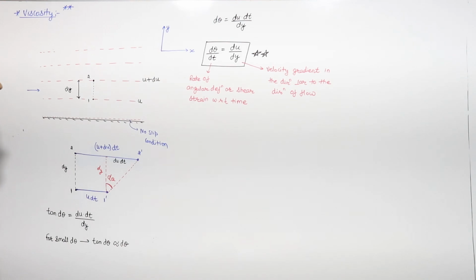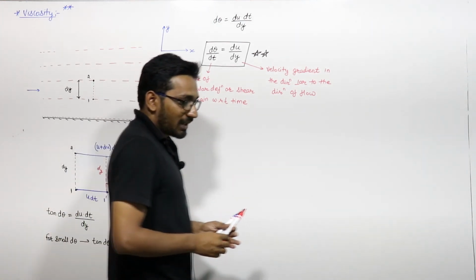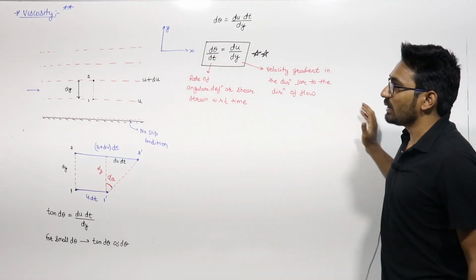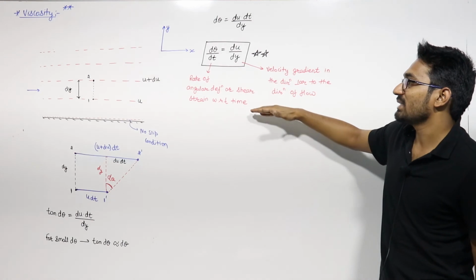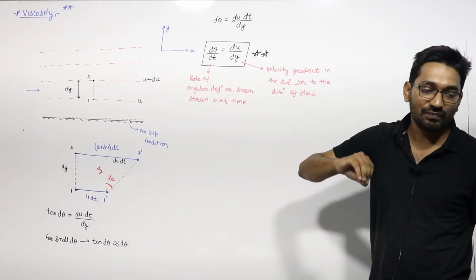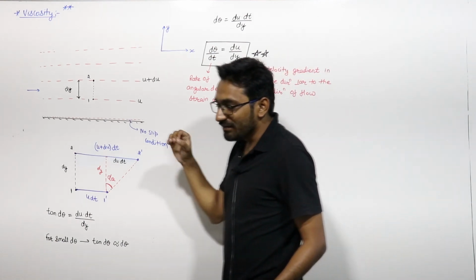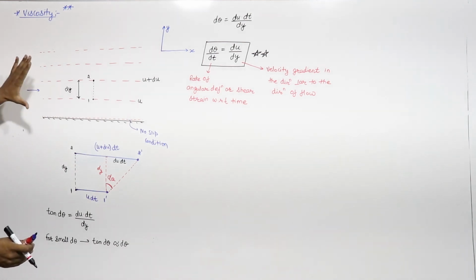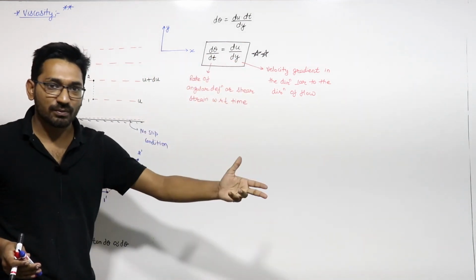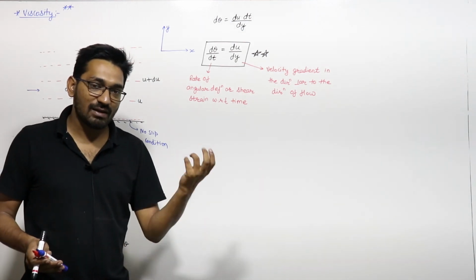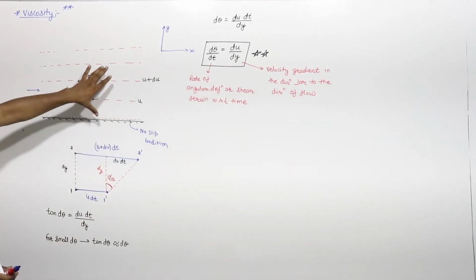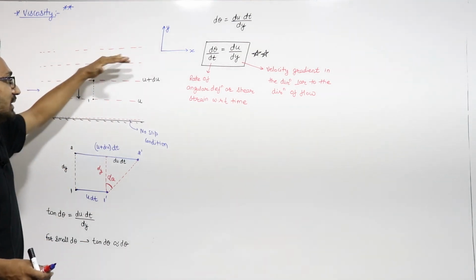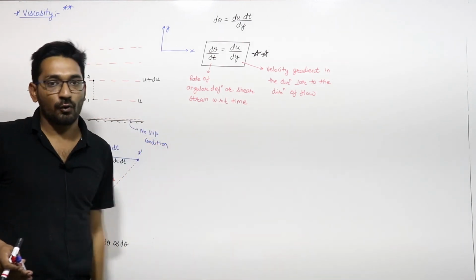So in fluid mechanics we say that the rate of shear angle or the rate of shear deformation is equal to the velocity gradient in the direction perpendicular to the direction of flow, that is du by dy. There may be a case where velocity gradient is present in the direction of flow also, du by dx. But in this derivation we assume that there is no velocity gradient in the direction of flow.